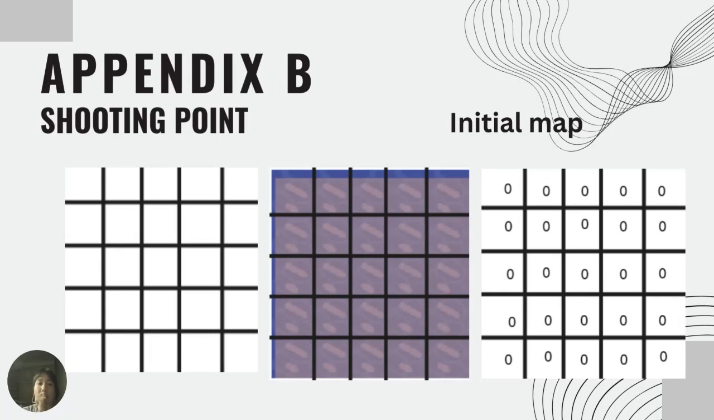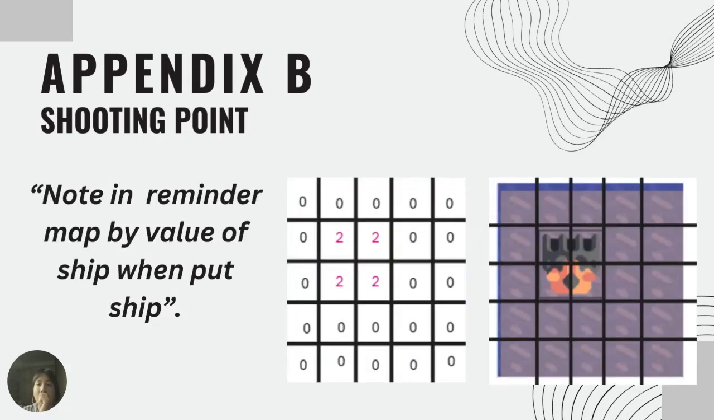Next is appendix B, shooting point. Here is the material this game uses, like the reminder map and canvas. We note the value of the ship in the reminder map to set later. Here, you can see a note in the reminder map and how it is drawn on the canvas.